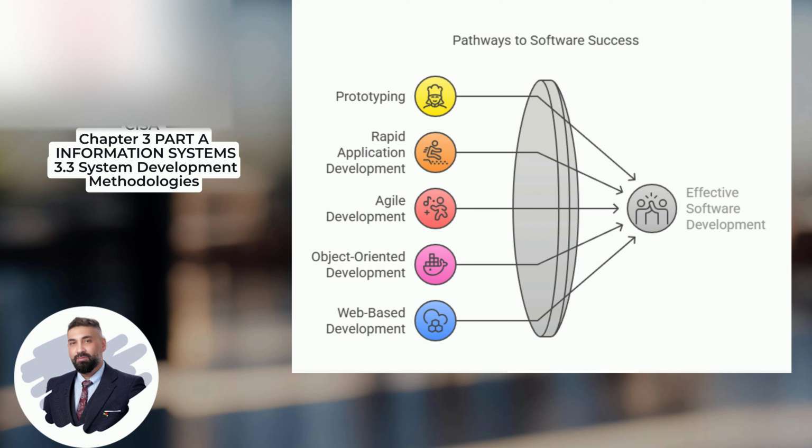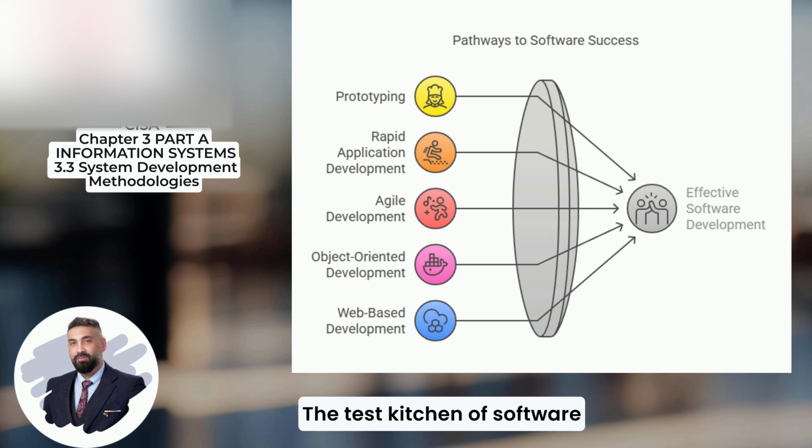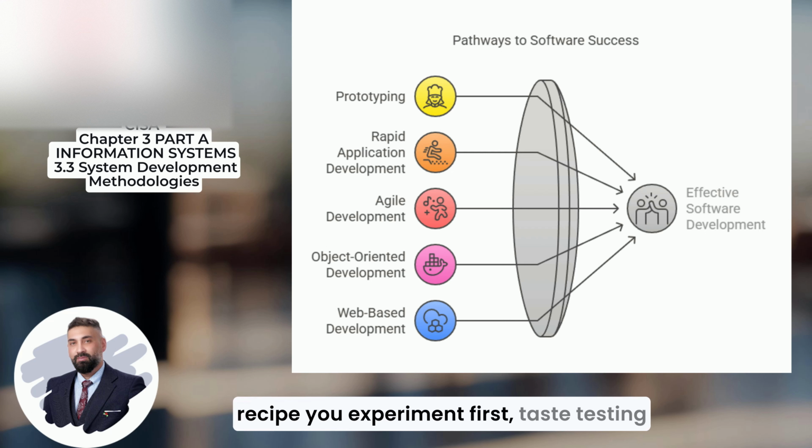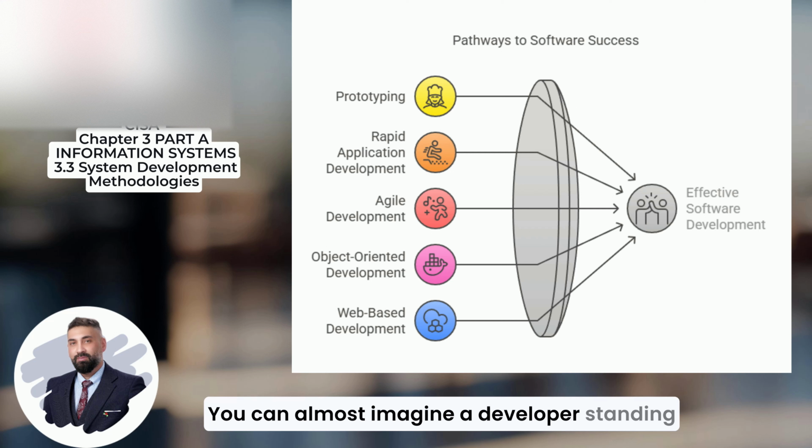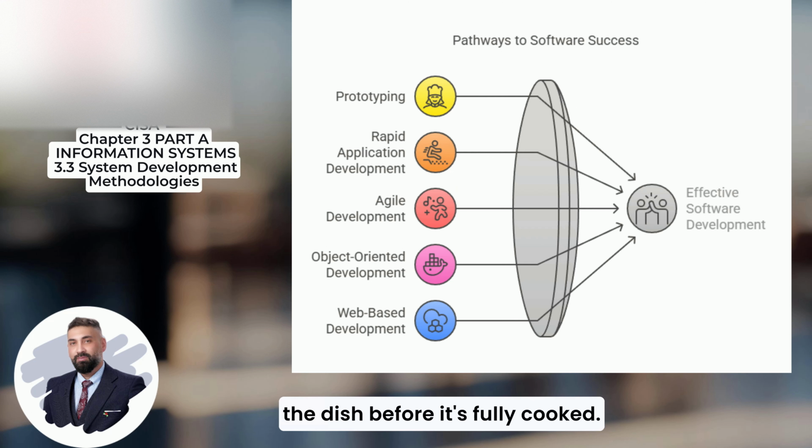1. Prototyping, the test kitchen of software design. Let's start with prototyping. Think of it like cooking up a new dish. You don't start with the perfected recipe. You experiment first, taste testing each vital element. In prototyping, developers create a working model early on, focusing on screens, reports, and features most relevant to the end user. You can almost imagine a developer standing over their creation like a chef, asking the users, does it need more salt? The catch? Sometimes users want to start serving the dish before it's fully cooked.